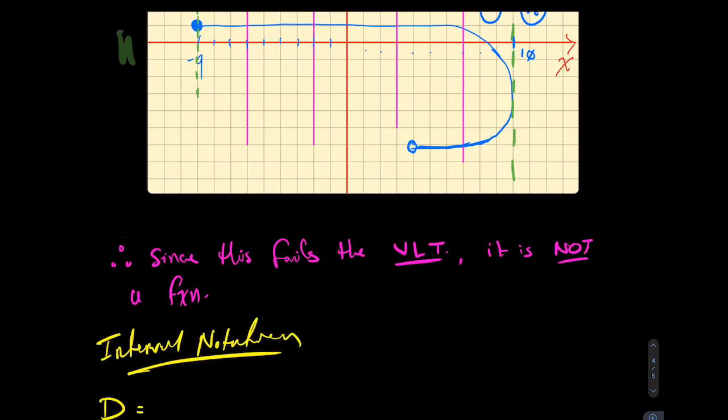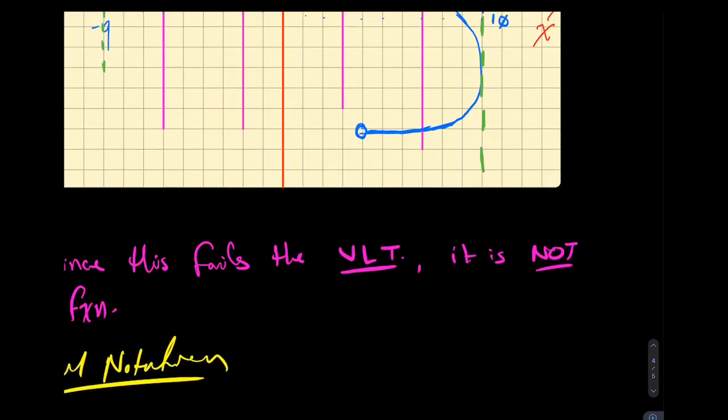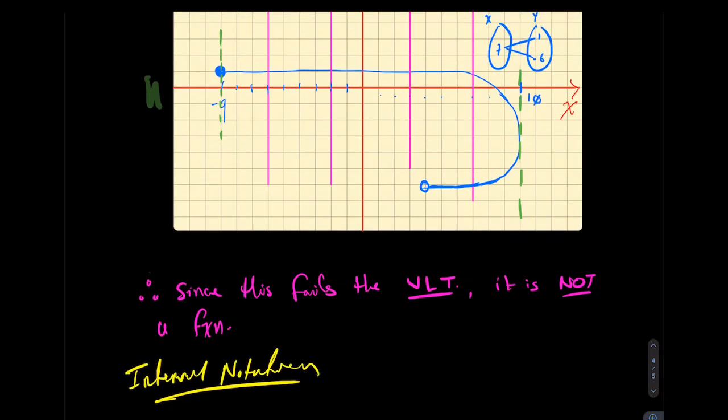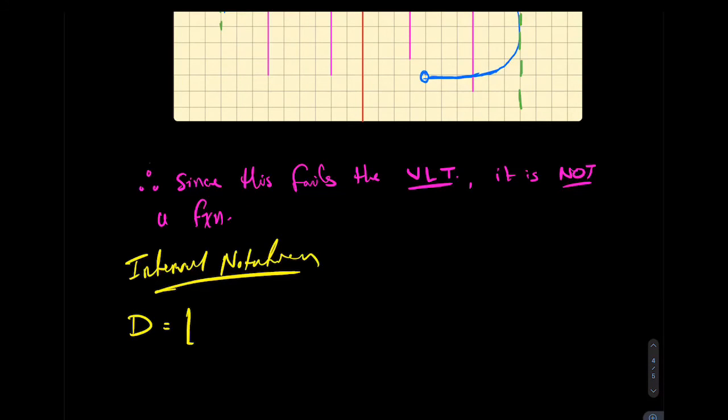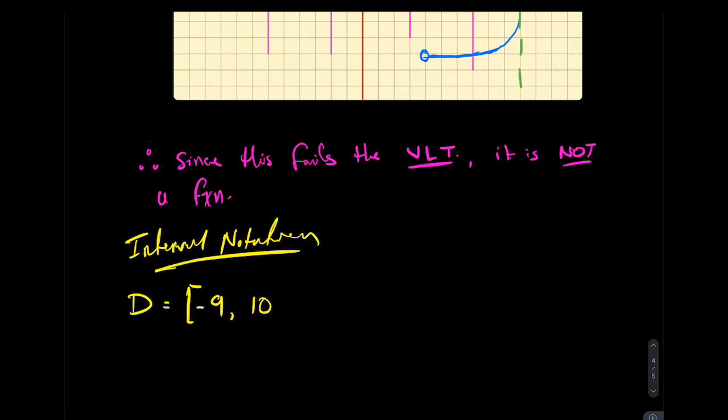So again, if we don't have an open or closed circle here, we can assume that 10 is included. So let's look at our notation here. Our domain is going to include -9 at a far end. So we're going to use that square bracket, and it's going to go up to positive 10. And again, square bracket at the end to show that we're including it.